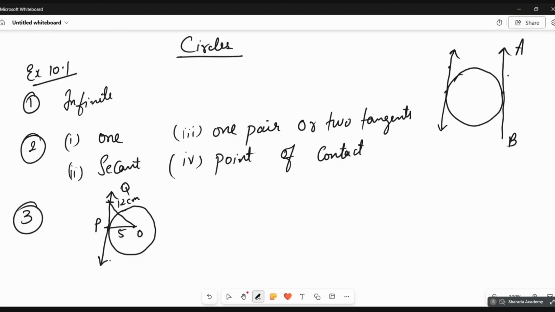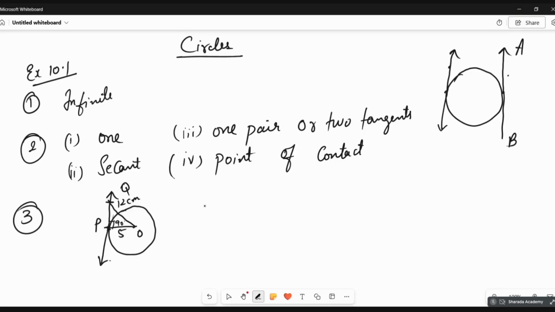Pythagoras theorem. So this is 90 degree. What they have given: PQ is a tangent at a point P of the circle. So point P is this. And the radius is 5 centimeter, meets a line through the center O at point Q. So OQ is equal to 12 centimeter. Find the length PQ.